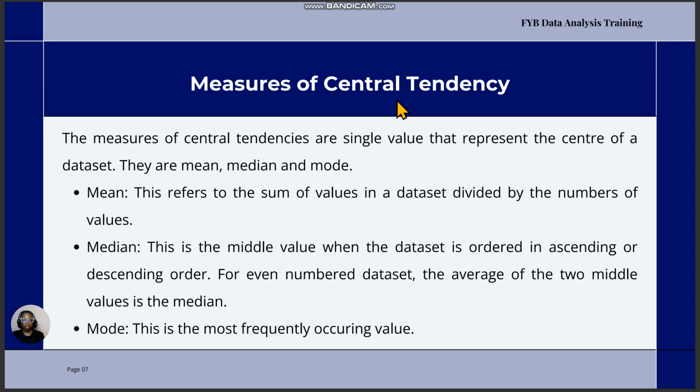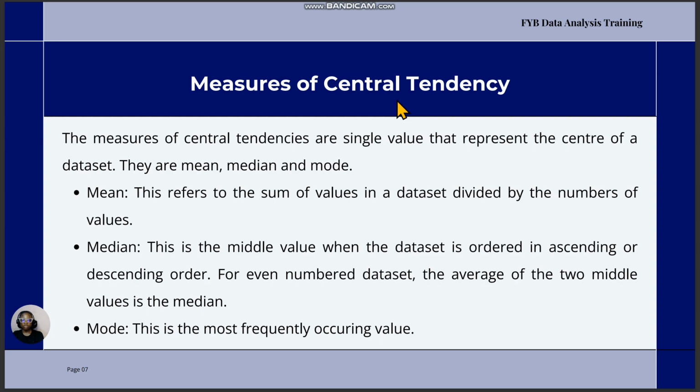Mean refers to the sum of the values in a data set divided by the number of the values in that data set. For example, the age I mentioned, if you gather the age of 100 students that are in a class, then you have to add up the age of all the 100 students and then divide the result of that by 100. That way, you'll have gotten the mean age for that particular class.